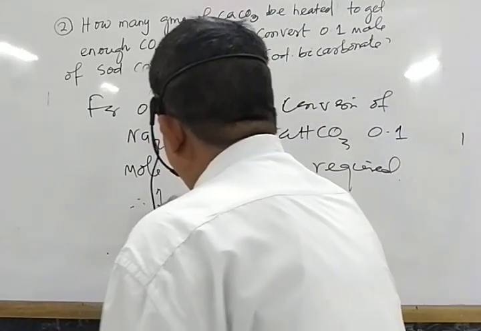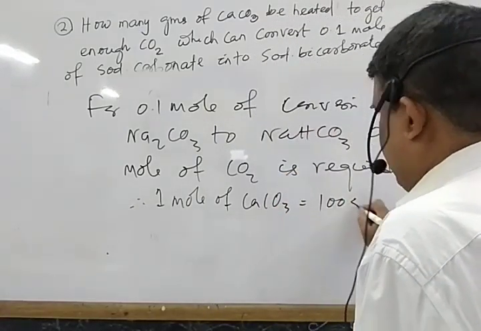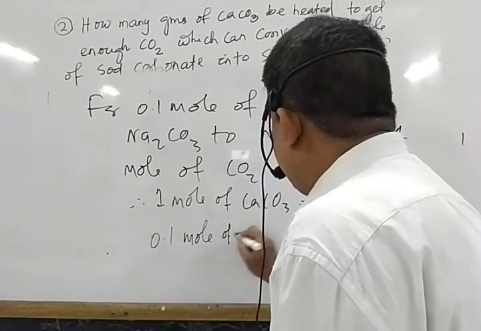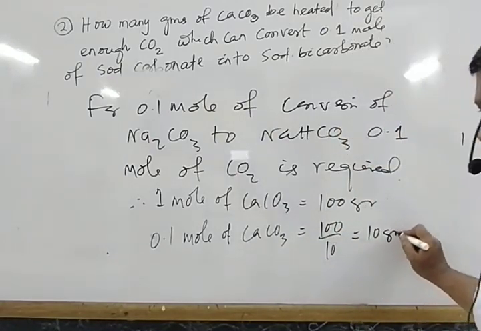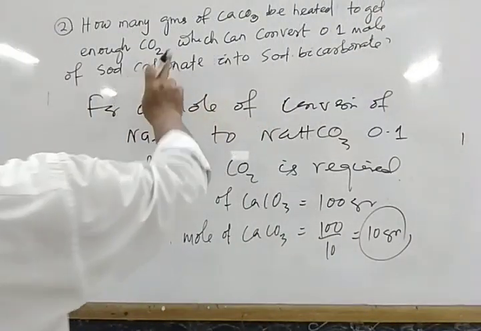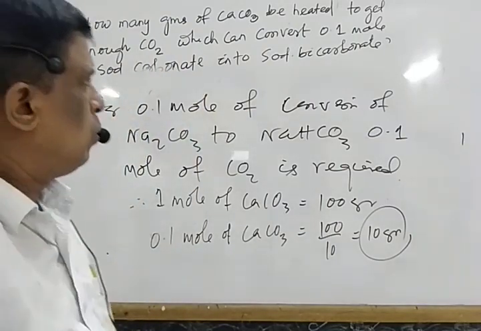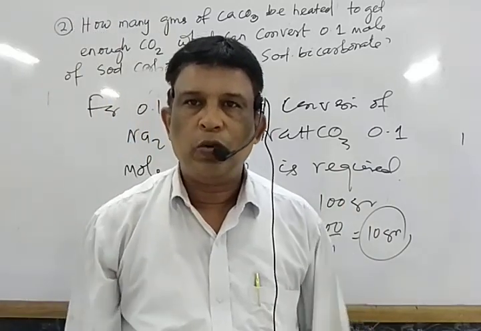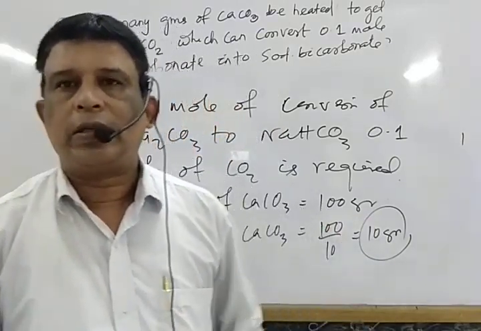That means 1 mole of calcium carbonate is equivalent to 100 gram. That means 0.1 mole of calcium carbonate is required. Its value is 100 by 10, equal to 10 gram. That means 10 gram of calcium carbonate is needed to get enough carbon dioxide to convert 0.1 mole of sodium carbonate to sodium bicarbonate. This is a little idea about the phase 1 problem, that is, problems based upon mass relationship.